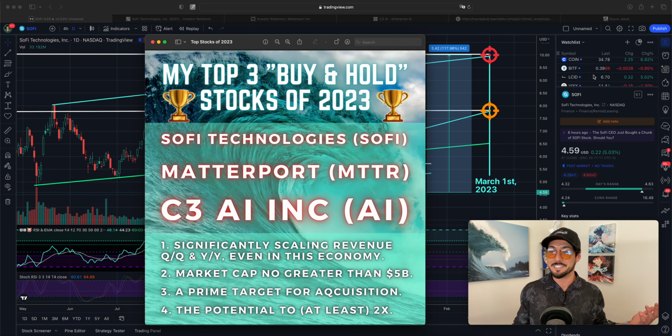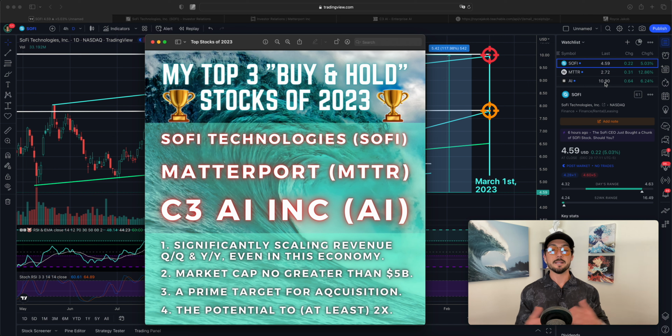Scroll down the watch list, you can just screenshot that or slow that down right there and see what I'm trading right now. But these are my top three for these four reasons.